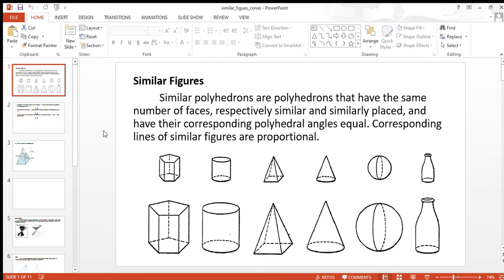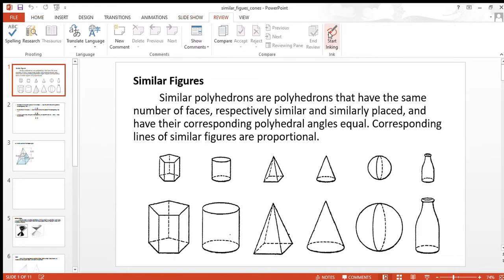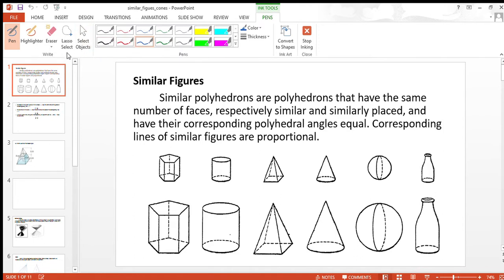So let's continue with our discussion. So far, we have dealt with volumes and lateral surface area of solids. So this time, let's consider what we call similar figures. And when we talk about similar figures, these are actually similar polyhedrons. Polyhedrons that have the same number of faces, respectively similar and similarly placed, and have their corresponding polyhedral angles equal.